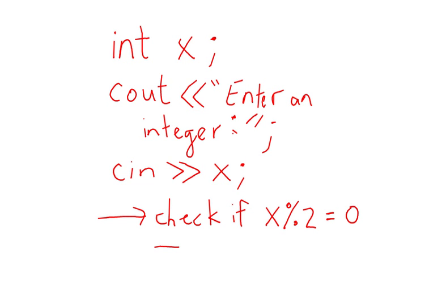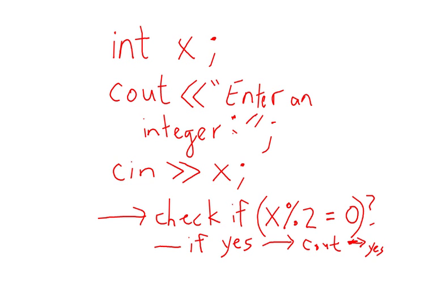If it is, I'm going to say if yes, meaning we're going to ask, is x modulus 2 equal to 0? If it is, then we output some message that says, yes, your value is divisible. If not, we output some message that says, no, your value is odd. It's not even, or something along those lines.